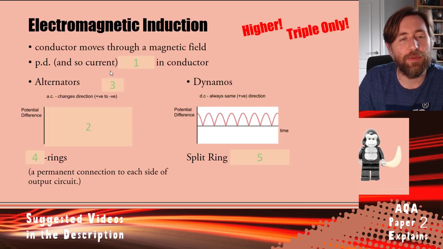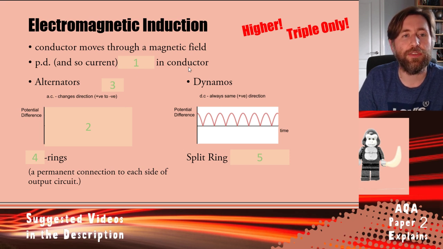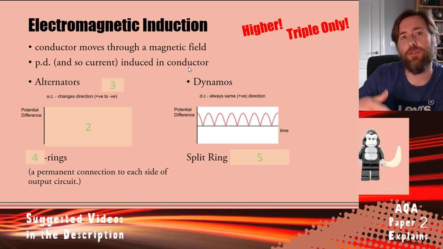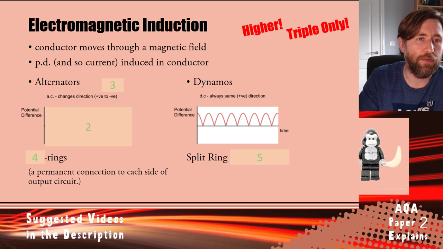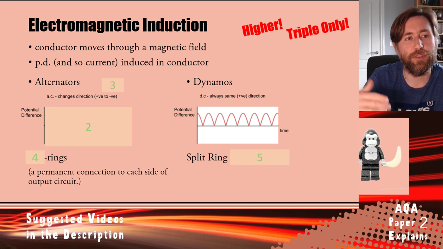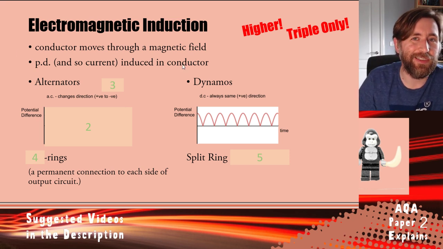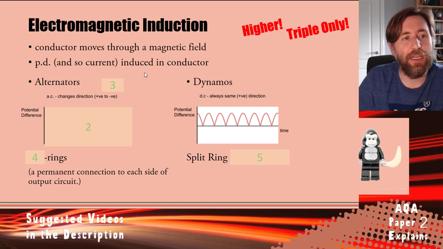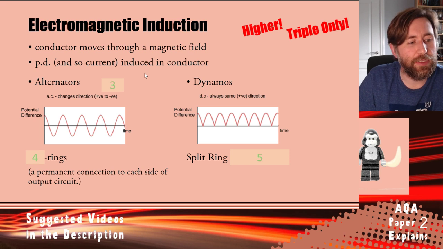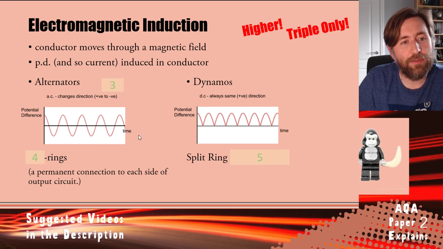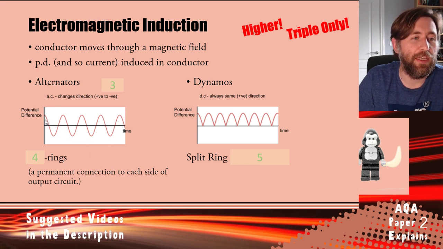Electromagnetic induction is when a conductor moves through a magnetic field, so it's kind of the opposite of the motor effect. Instead of having a current causing a force, you've got something moving through a field causing a current. So a PD is induced, a potential difference is induced. You can write potential difference, there's no problem with that. Now an alternator produces this kind of wave, okay, and if you sketch this wave as a definition for AC, then make sure that you label it as potential difference versus time.